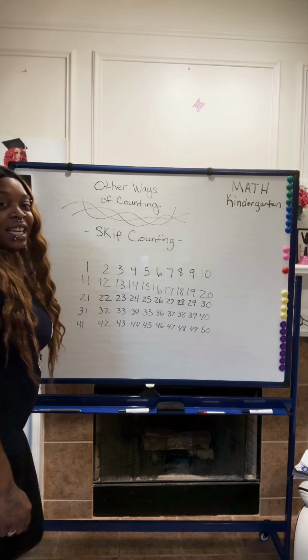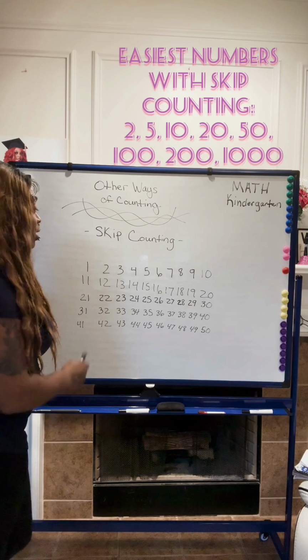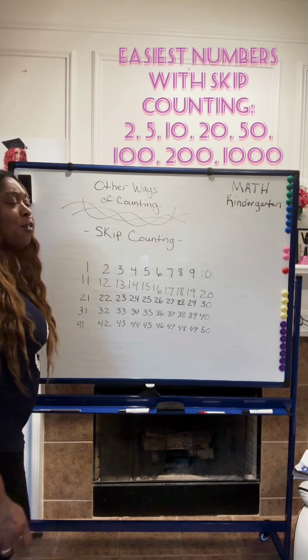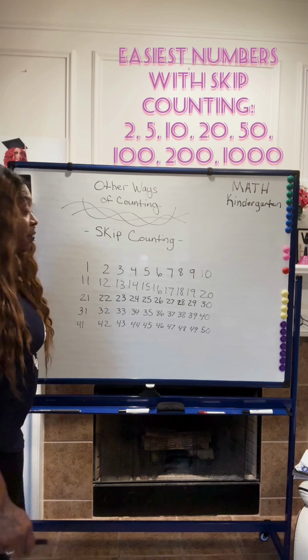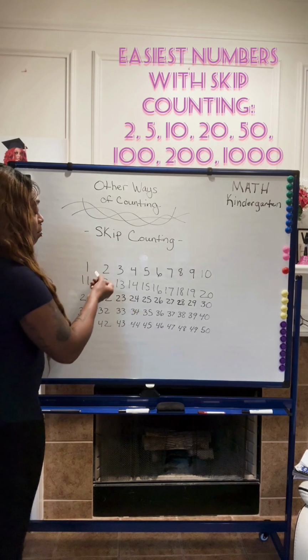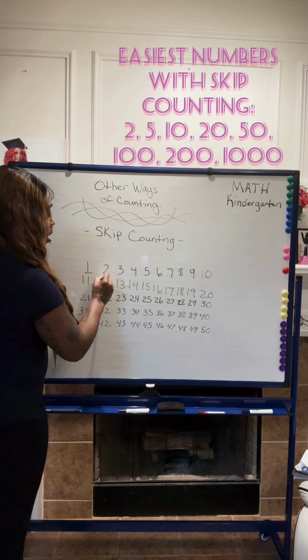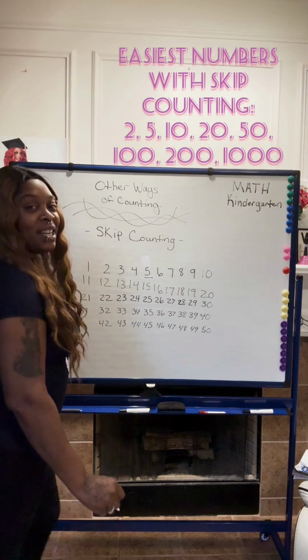One of the easiest skip counting numbers, other than by 1s, is by 2s. Another one, 3 and 4 may be a little challenging, and even 6, 7, 8, and 9. But counting by 1s, counting by 2s, 5s. Another one is 10.